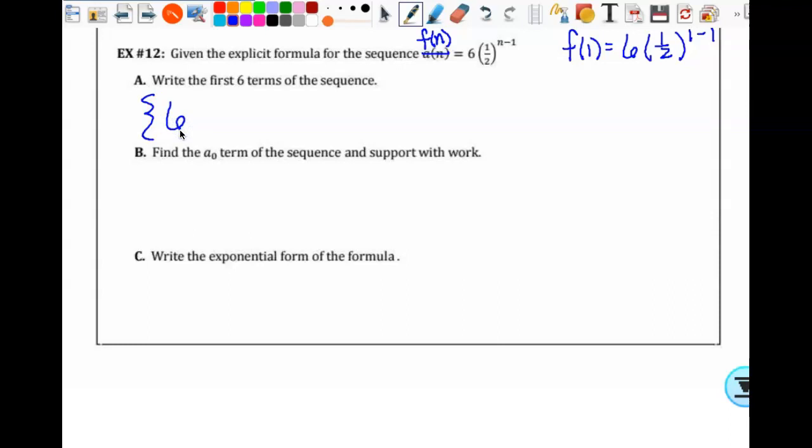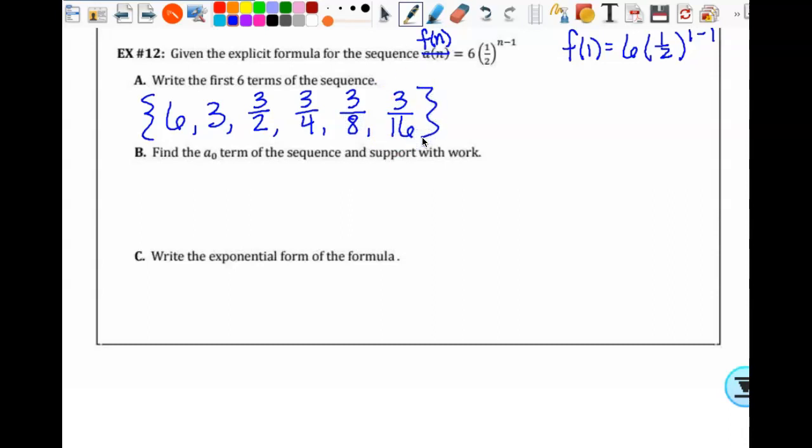Do we need to substitute in every other number? No, because what is r? 1/2. So when I multiply, think about this, when I multiply 6 times 1/2, what do I get? 3. When I multiply 3 times 1/2, what do I get? 3/2. When I multiply 3/2 times 1/2, what do I get? 3/4. Then 3/8. Then 3/16. Okay? So that's 1, 2, 3, 4, 5, 6.